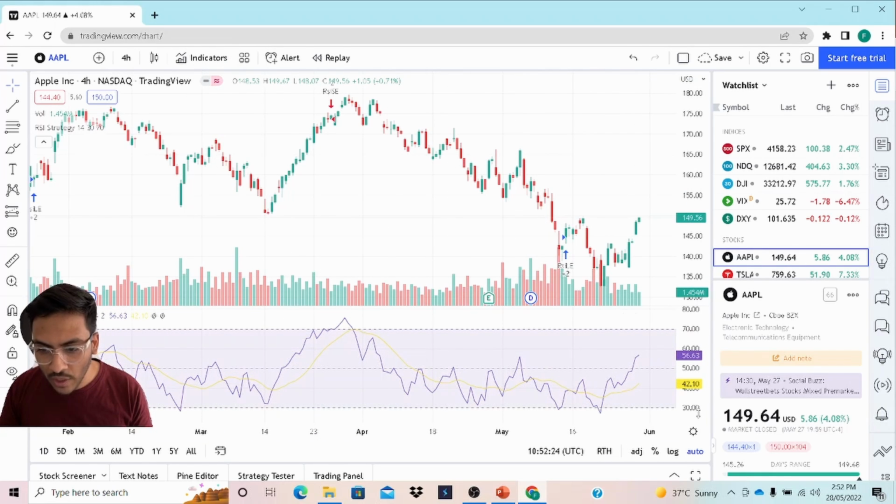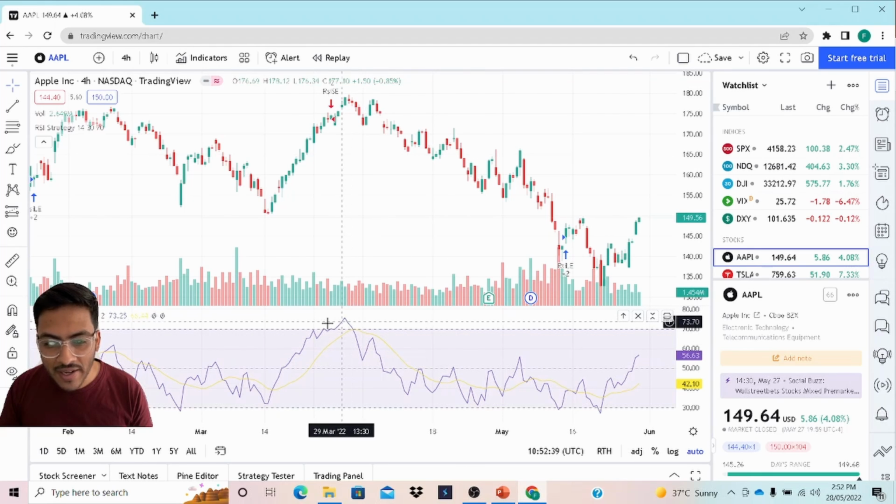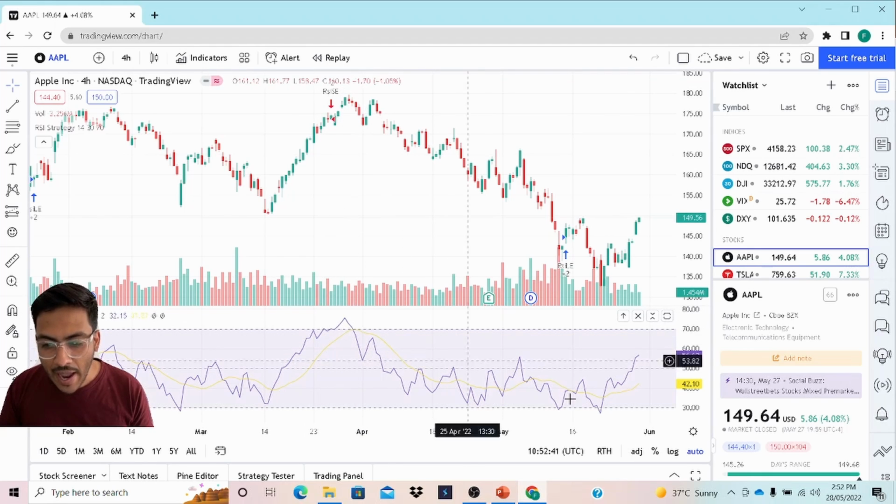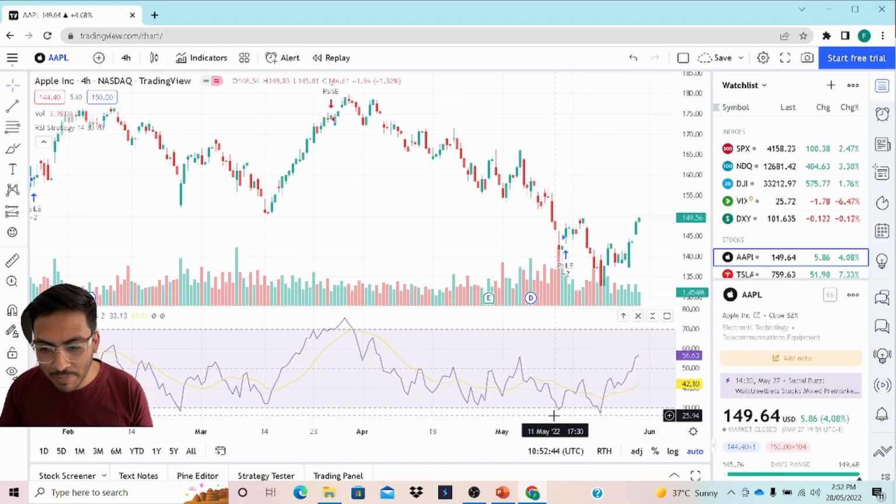You can note 30 over here and 70 over here and a line across. So 70 is the overbought area and 30 is the oversold area. Anytime this blue line goes above 70, it means it's an overbought area. And if this blue line is below 30, it means it is an oversold area.